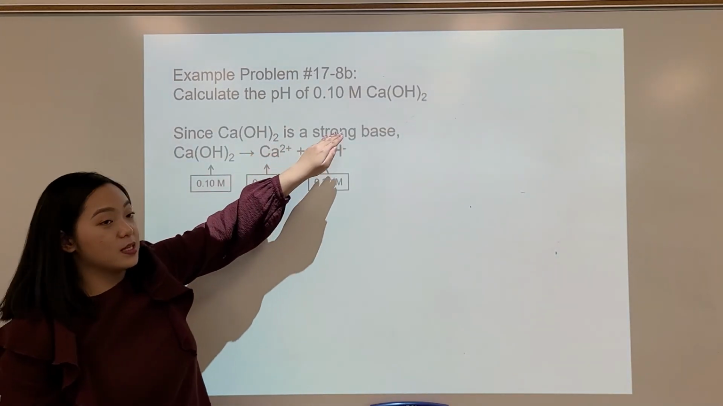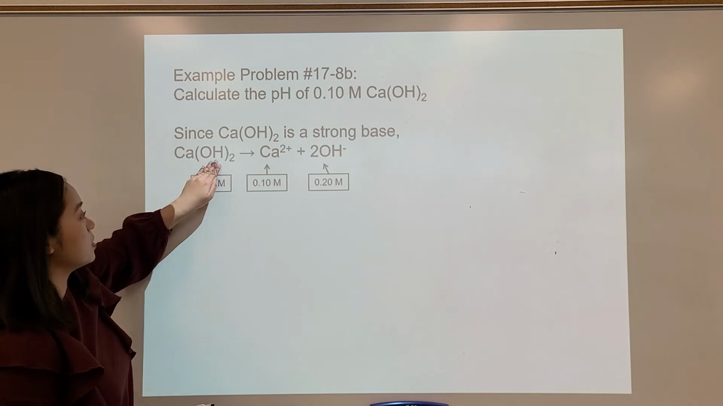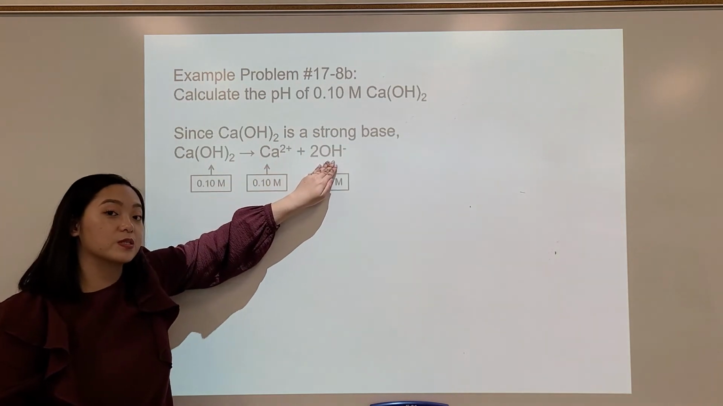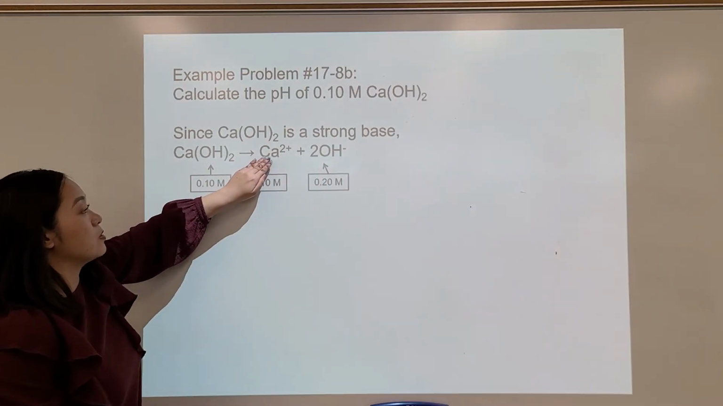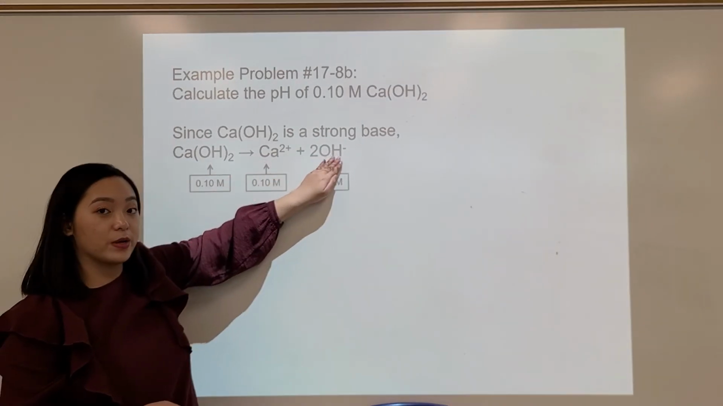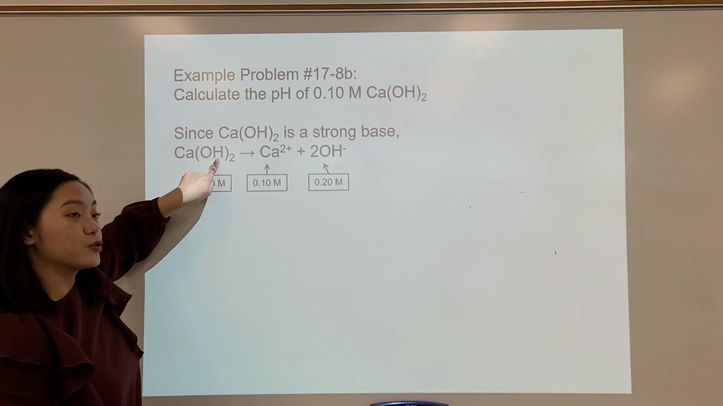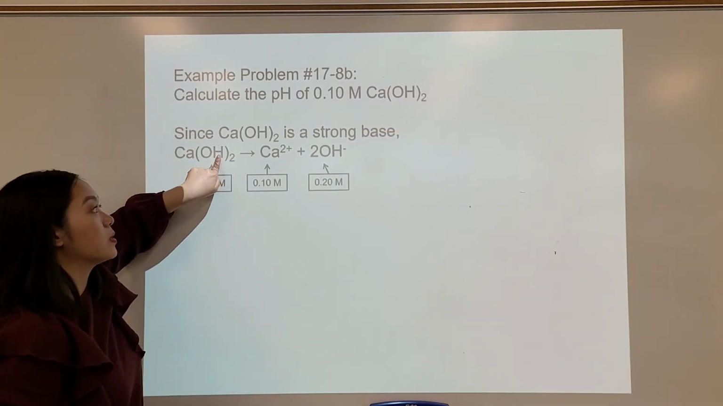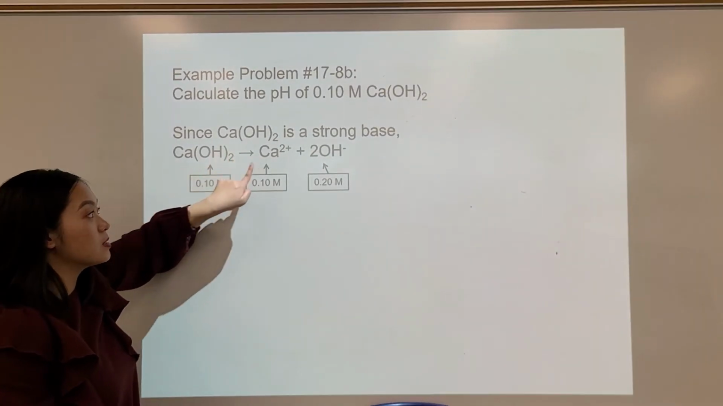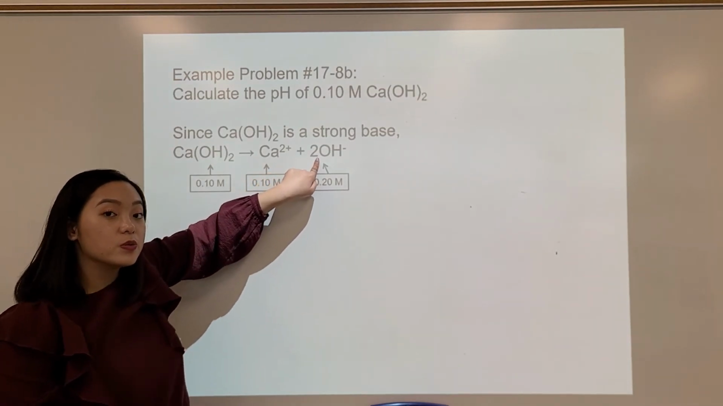Calcium hydroxide is a strong base. So this is the chemical equation for its dissociation. It will break into calcium 2+ and OH minus. But not just one OH minus, since there are 2 in the original molecule, when it breaks apart into its ions, there should also be 2 hydroxide ions.